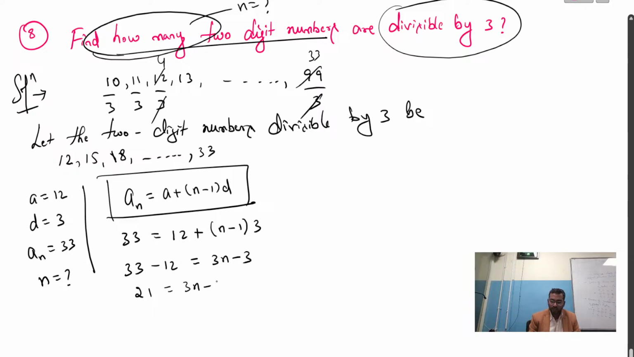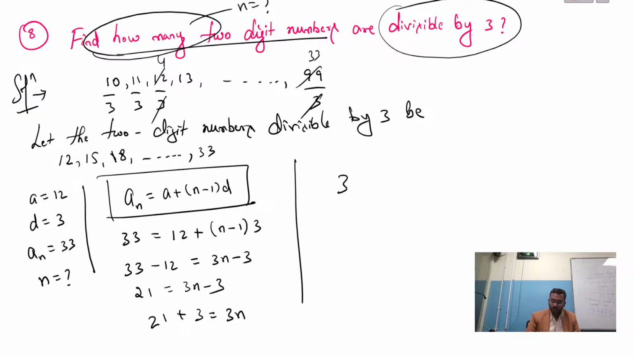87 is equal to 3n minus 3. The 3 comes to the other side: 87 plus 3 is equal to 3n. Now we can write 3n equals 90. The value of n is 90 divided by 3. 3 ones are 3, 3 thirties are 90. The value of n is 30.